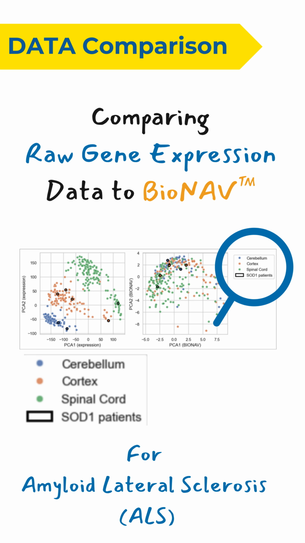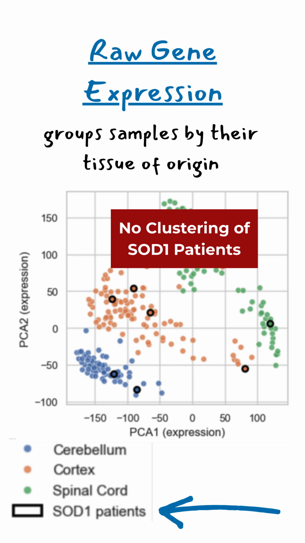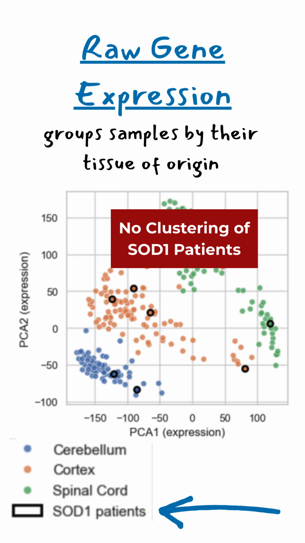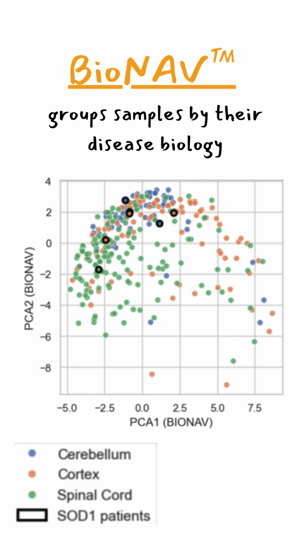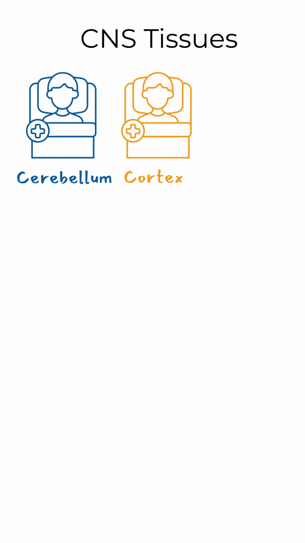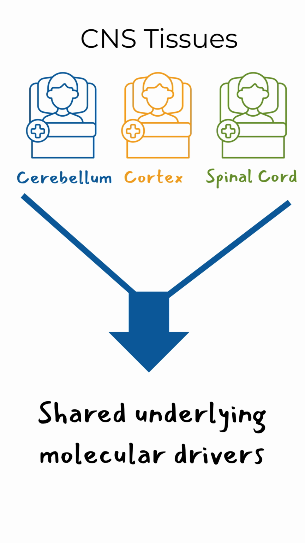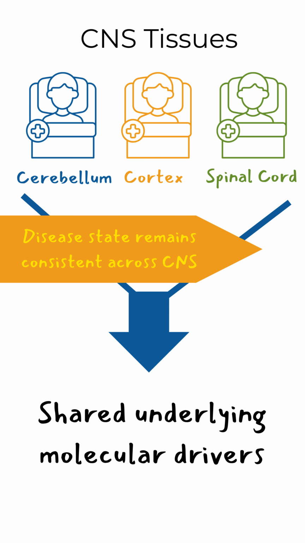Here we compare raw gene expression data in ALS tissues to BioNAV's modeling of the same samples. Raw gene expression data tends to group samples by their tissue of origin, i.e. cortex, spinal cord, or cerebellum. This results in separated SOD1 patients. BioNAV groups them by their underlying disease biology, seen by the clustering of SOD1 patients. BioNAV identifies the shared biological signatures that unify the different tissues ALS manifests in, by analyzing the underlying molecular drivers rather than just regional anatomy. The model recognizes that the disease state remains consistent across the CNS.